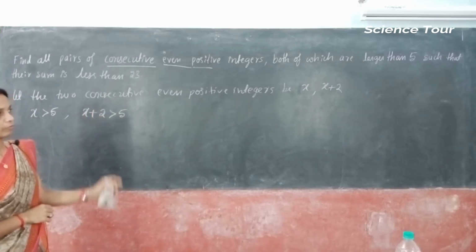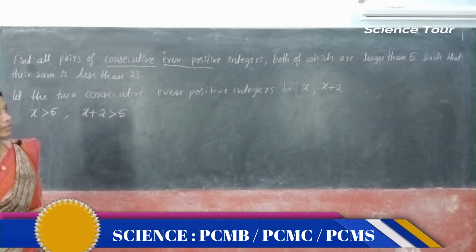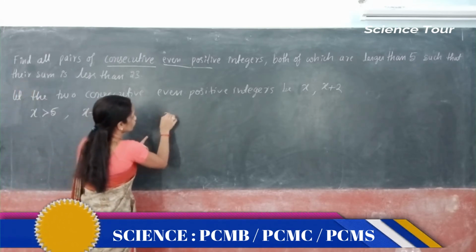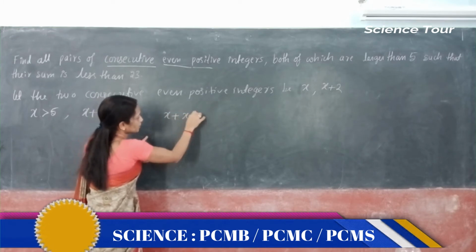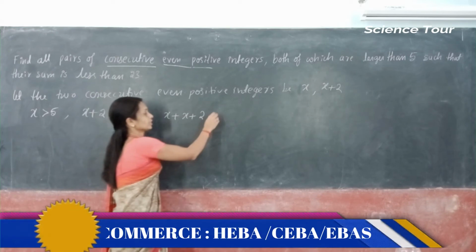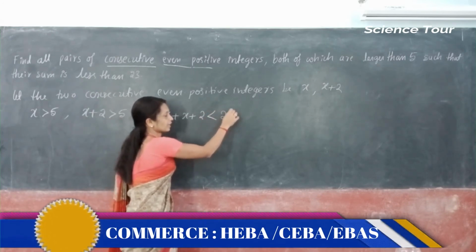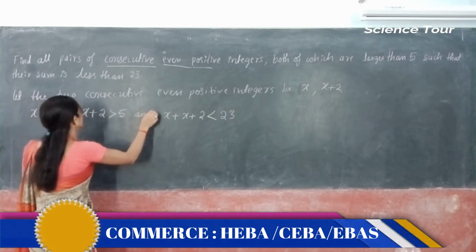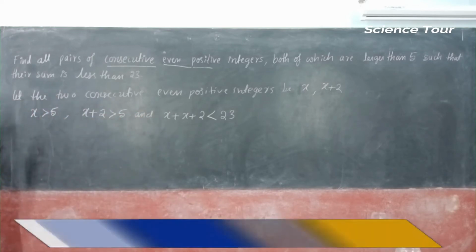Then such that their sum, the sum of those 2, x plus x plus 2, should be less than 23, less than symbol, less than 23. After writing these inequalities, what do you have to do? You have to simplify these inequalities.